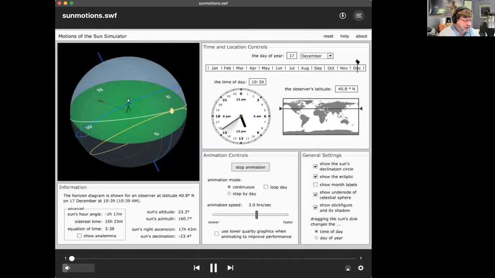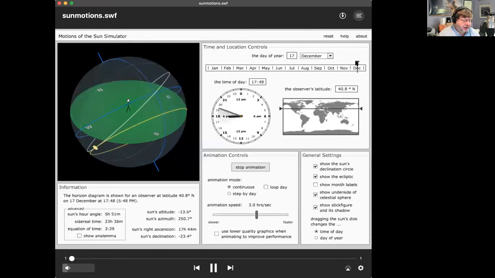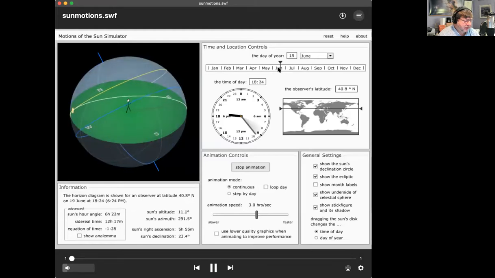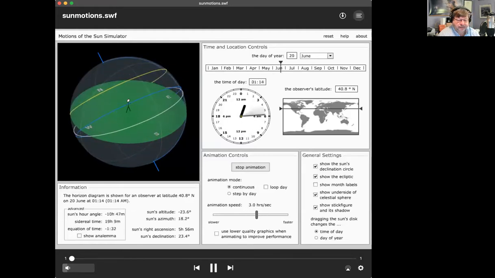Okay. So again, as you can see, the sun is in different parts of the ecliptic. And so here in the middle of summer, it's very high.